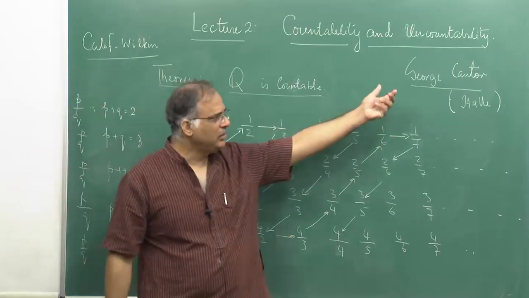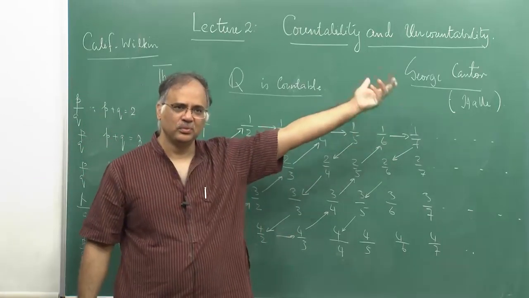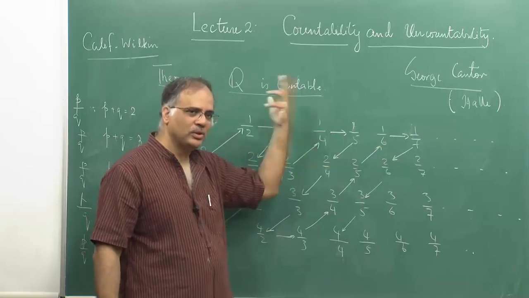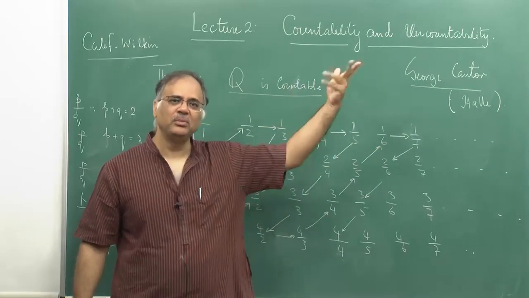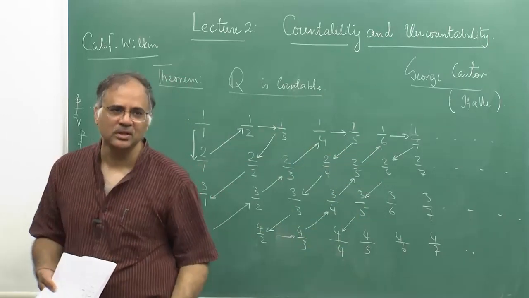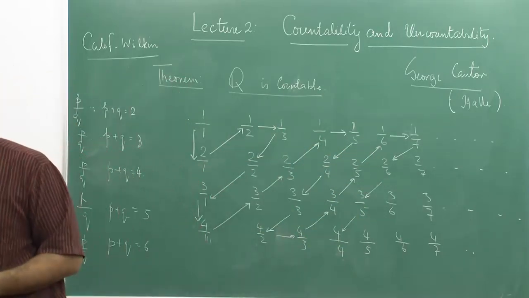So you take again the Hilbert's hotel principle. Put 0 in, then put minus 1, then put minus half. Keep on doing. So each one of them would again be countable. So the whole set of rational numbers Q is countable.